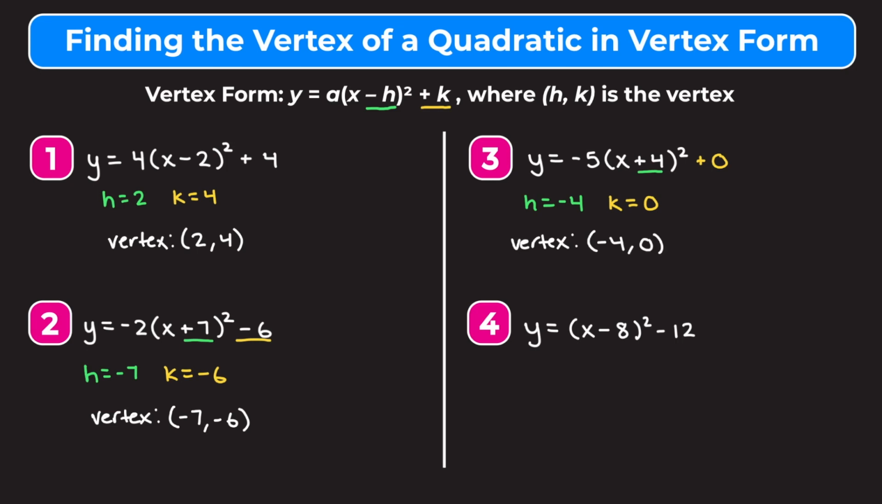And finally, moving on to our last example, we have y is equal to x minus 8 squared minus 12. So we have x minus 8, so our h value is going to be positive 8. We're going to flip that sign. And we have a minus 12 at the end, so our k value is just going to be negative 12. It keeps the sign the same. So our vertex is going to be 8 comma negative 12.